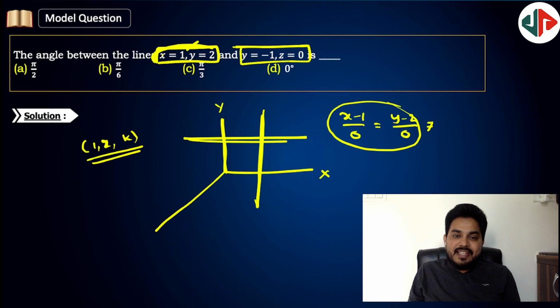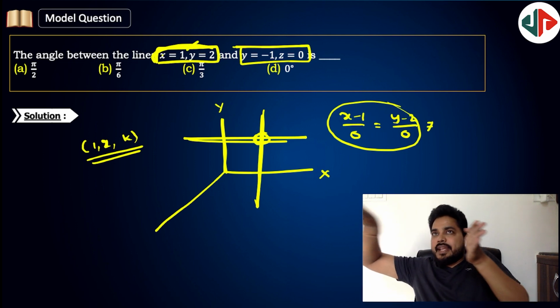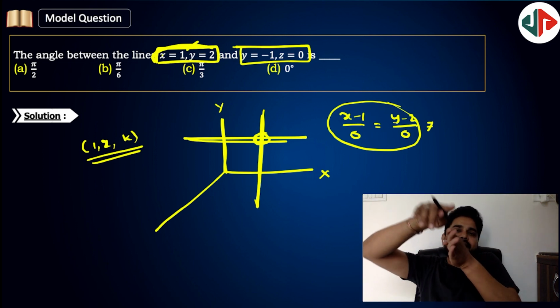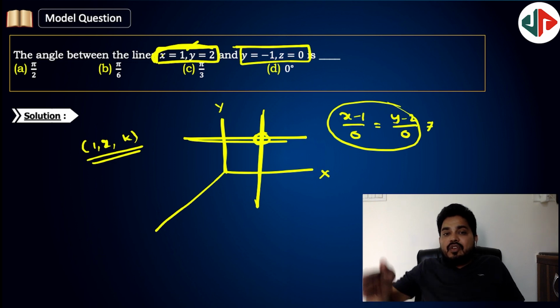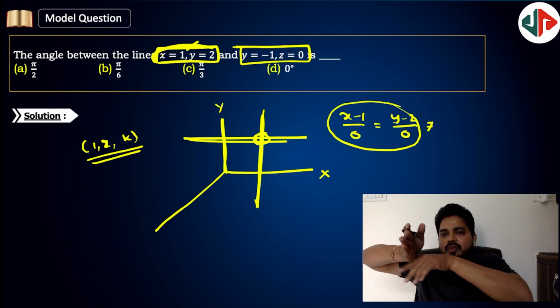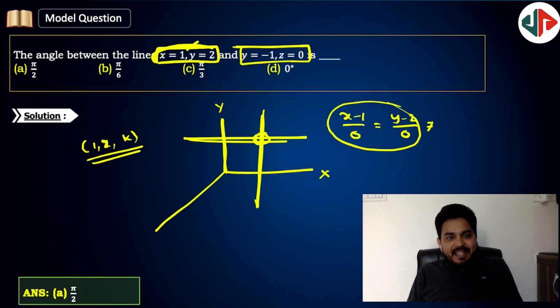So the intersection of this plane, x is equal to 1 plane here, y is equal to 2 plane here, is this. That is parallel to the z-axis. Next one, y and z. So this will be y is equal to minus 1, z is equal to 0. So the angle between them is always 90 degrees.